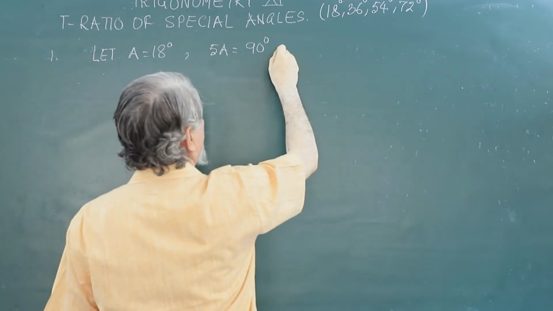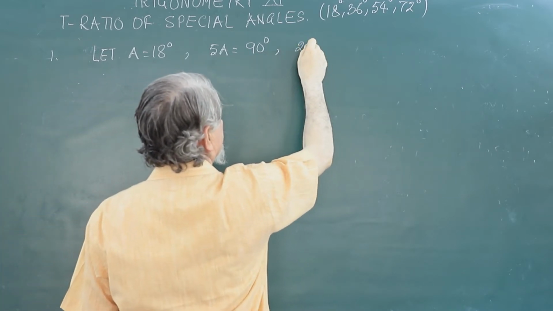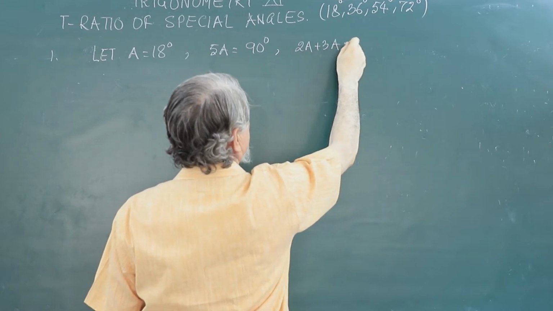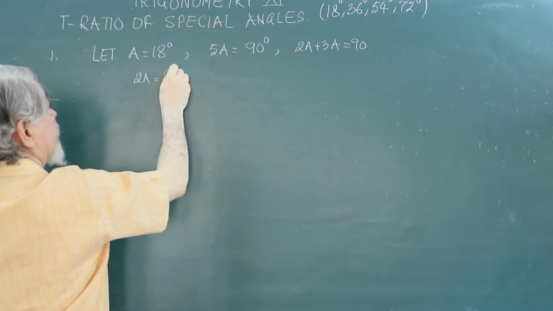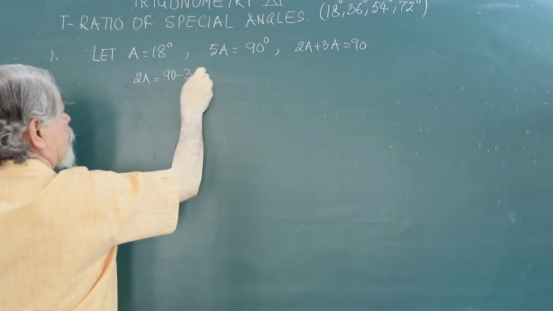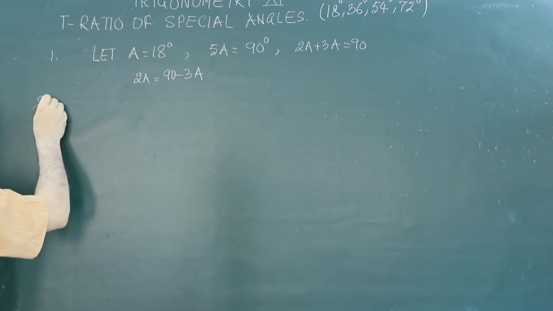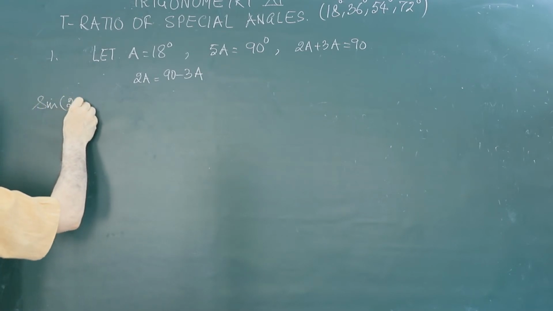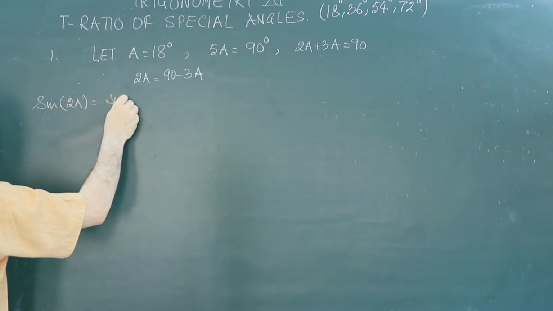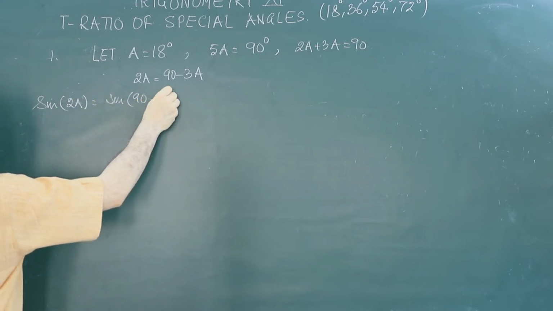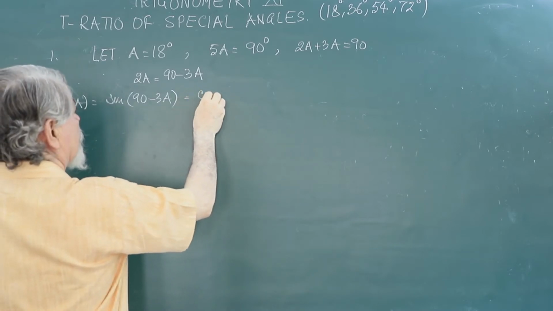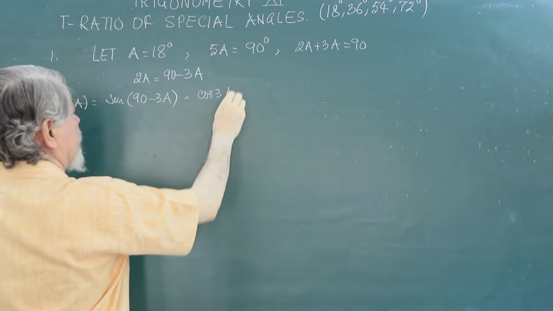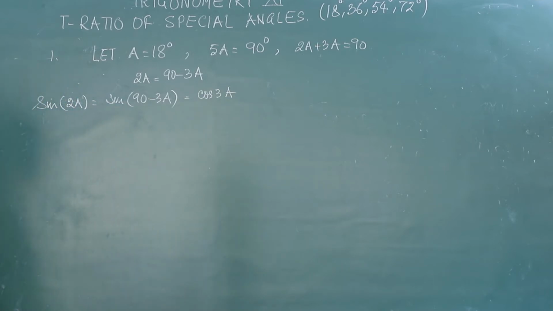5A can be written as 2A plus 3A is equal to 90, or 2A will be 90 minus 3A. So let us take the sine of both the sides. Sin 2A will be sin of 90 minus 3A. That is sin of 90 minus theta. Sin 90 minus theta will become what? Cos theta. It will become cos 3A.